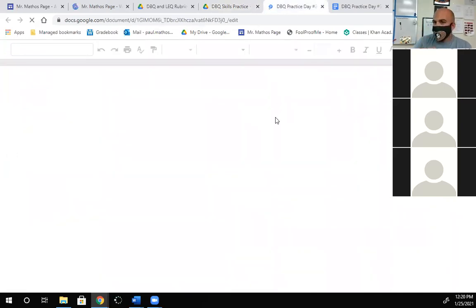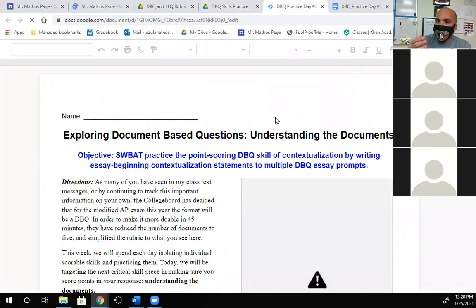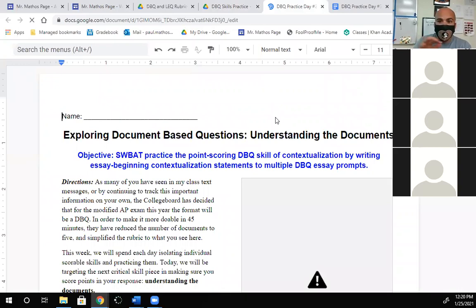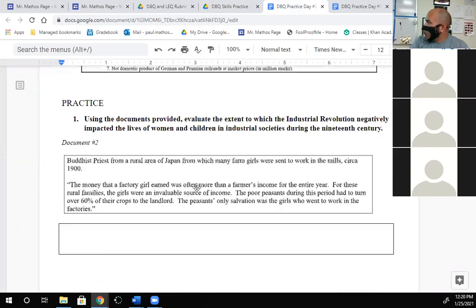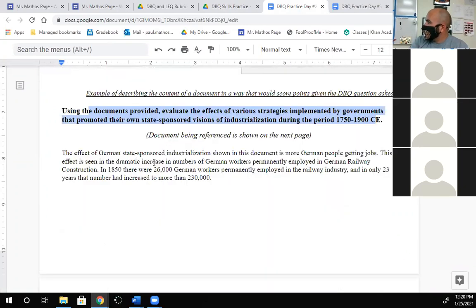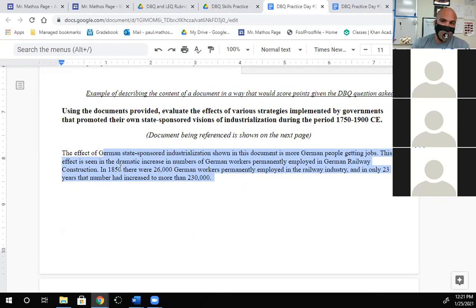If you want to do this one, or even just 1 or 2 of them, send me an email with it saying, hey, Mr. Mathos, I did this. Can you just give me some feedback? I'm down, anytime. That's, again, not graded. It's the same kind of thing. You have your prompt. You have your documents that go with the prompt. And all you have to do is tell me what is in that document. Because maybe you're just having a hard time understanding documents as a whole. So let me help you if you want to. I can't force you to do it. It's not a grade, but I will provide you with feedback.